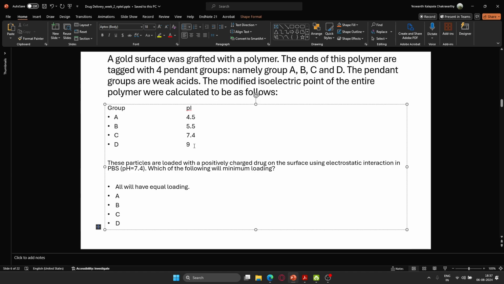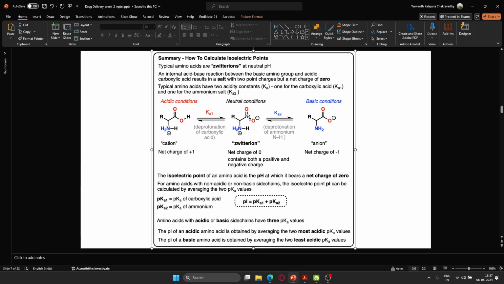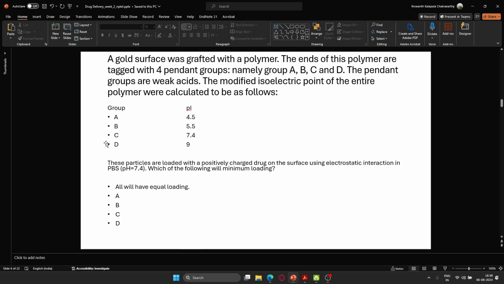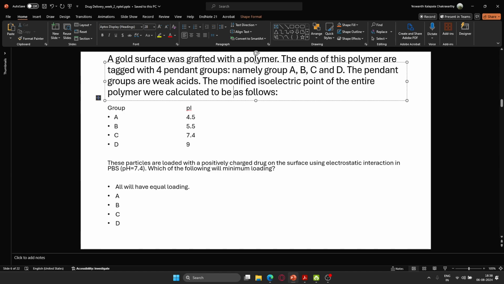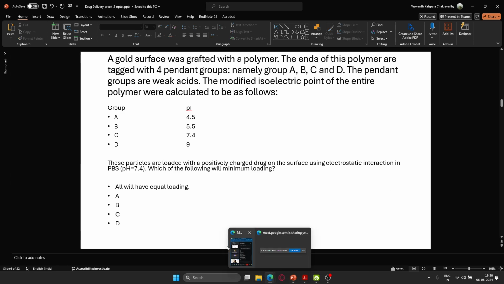But D has a PI of 9. So if you're taking D and putting it in PBS at 7.4 pH, you're reducing the pH, or making it more acidic. So what will happen? There will be protonation of the amine. So NH2 will gain a net positive charge. It will get protonated, and there's a net positive charge. Now, if D is getting positively charged in PBS, it's going to have electrostatic repulsion with this positively charged drug, right? Because positive and positive repel each other. So D will have the least amount of loading. Does that make it clear?